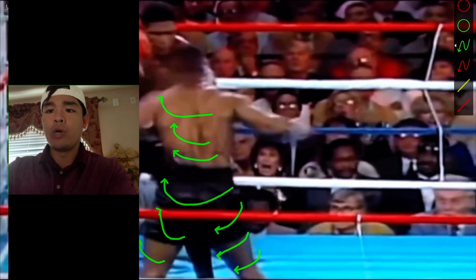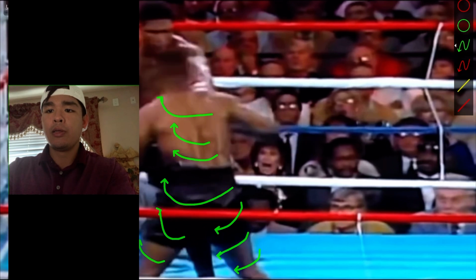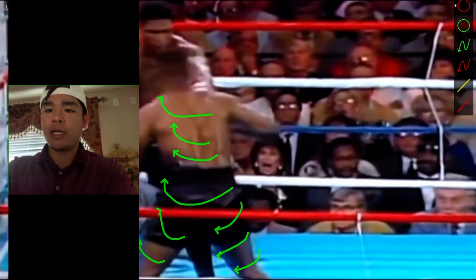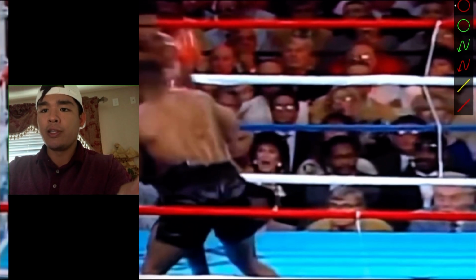Right, so what moves first? To me, it actually looks like maybe either his left hip or his right hip. What do you guys think? What moves first in this punch?